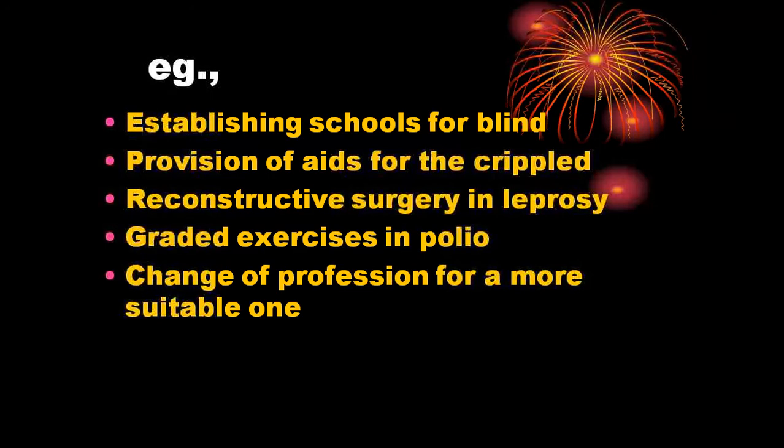What are the examples of rehabilitation? Establishing schools for the blind. We all know blind schools. Provision of aids for the crippled. There are many people, philanthropic organizations, which provide the Jaipur foot free to the people who have lost a foot. Reconstructive surgery in leprosy. Many surgeons, in spite of not being very rich, do it free of cost.